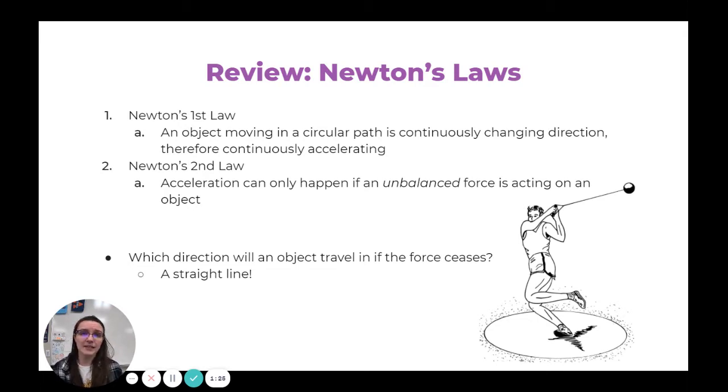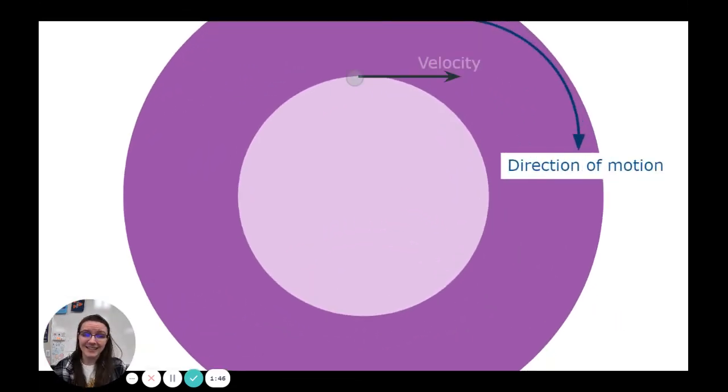So think about that slice the string game or this picture of somebody doing the hammer throw. If I stop that force, if there is no longer an unbalanced force, what is going to happen? Well, it won't be accelerating inward anymore, which means the object is going to go off in a straight line. So that means that my velocity at any point as I move around this circle is tangential to the circle, or is pointing off in one direction.